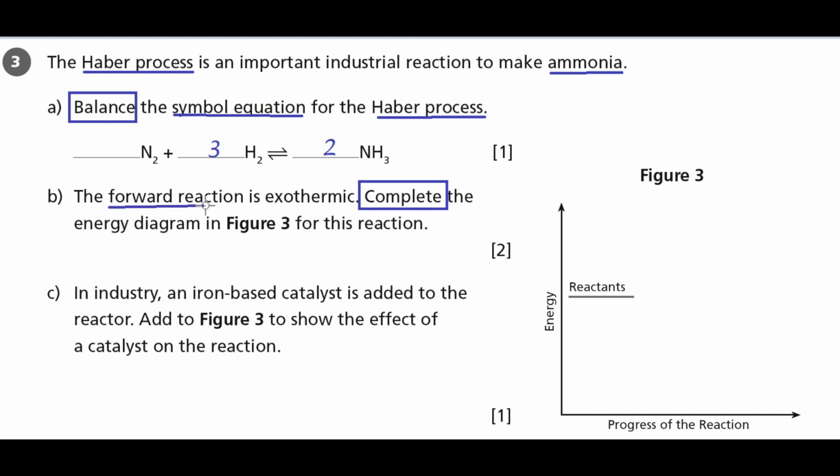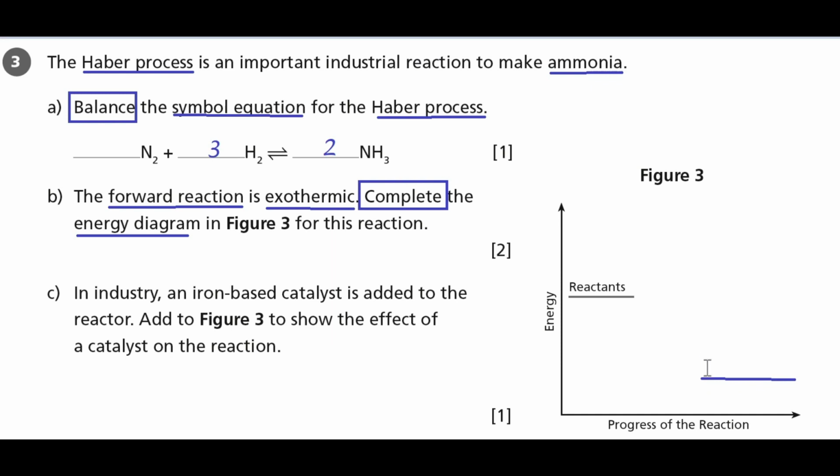The key information is the forward reaction because of course these are reversible arrows here, which means it's a reversible reaction. So the forward reaction is exothermic. So when the nitrogen and hydrogen react to make ammonia, that is exothermic. And the backwards reaction therefore would be endothermic. And we want to complete the energy diagram in figure 3 for the reaction. So if the reaction is exothermic, it means energy is given to the environment from the system. So therefore, the products will have a lower energy level than the reactants.